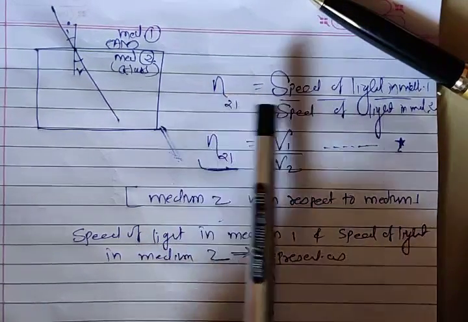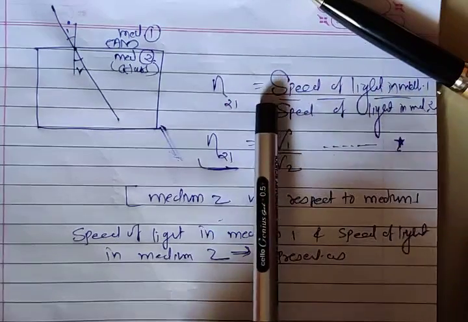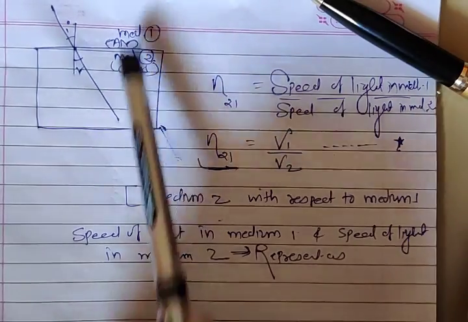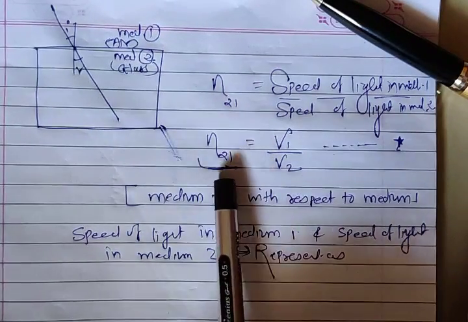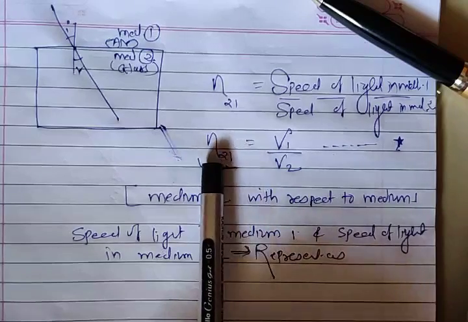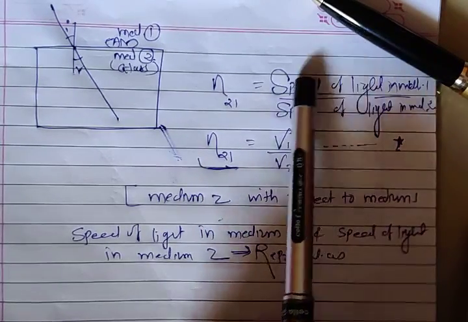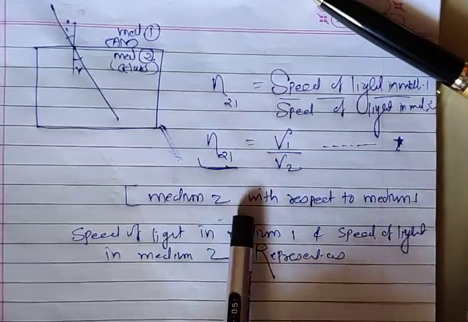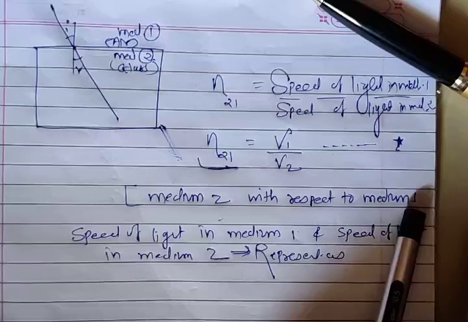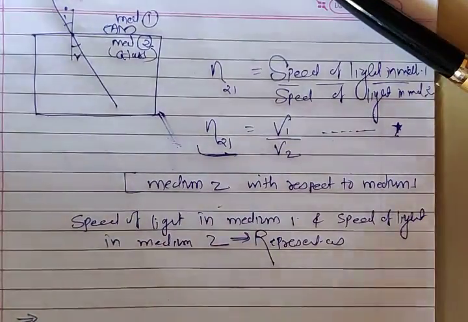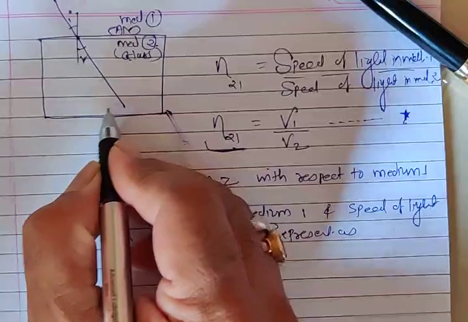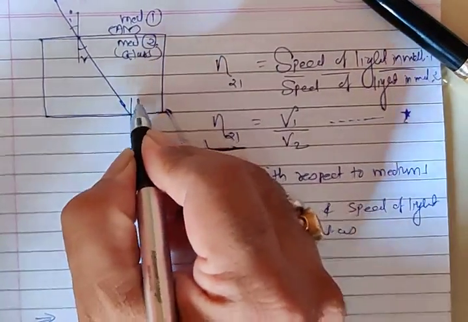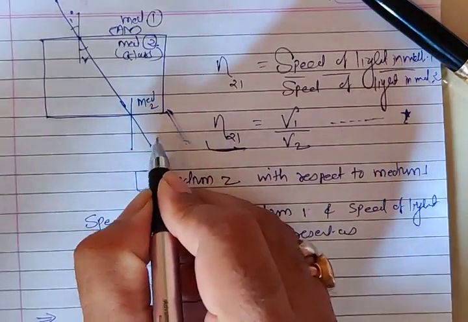1 to 2 बोला जाएगा. 1 to 2 means the speed of light in medium 1 with respect to 2, ग्लास के comparison में. So I will write n 1 to 2 is equal to v1, that is the speed of light in medium 1, and the speed of light in medium 2. So medium 2 with respect to medium 1. Same thing when it comes back, यहाँ से ray जब बाहर आ रहा है, when it comes back over here, then this is medium 2 and this is medium 1.